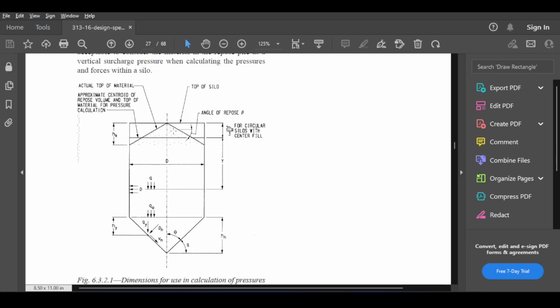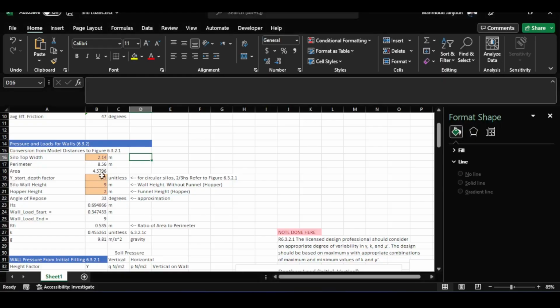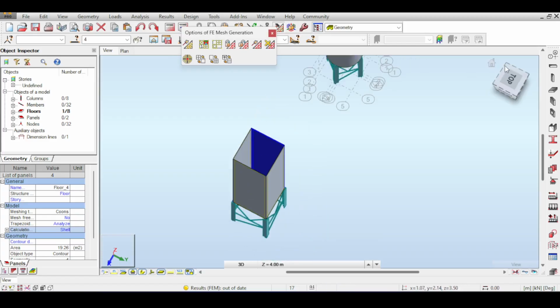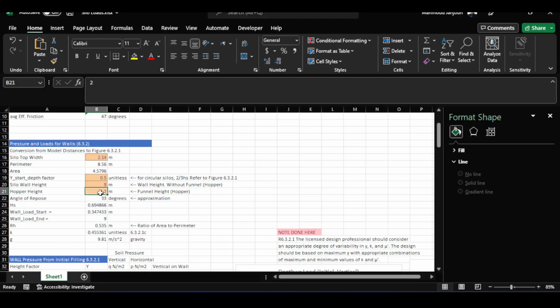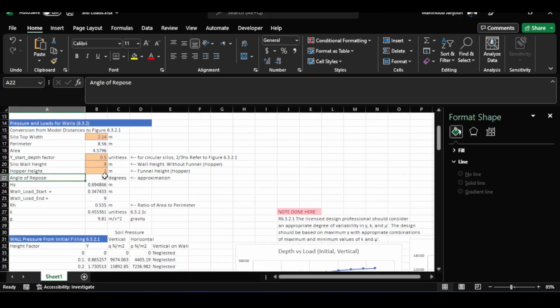I chose half HS to be a little bit on the safe side. So the half you see here is basically an assumption I have made. I didn't assume 0.67, I assumed half. Which means the silo wall height is 9 meters, and this is something I've taken from Robot. The silo wall height is the height of the wall without the hopper. And the hopper height is also from Robot. It's 2 meters.